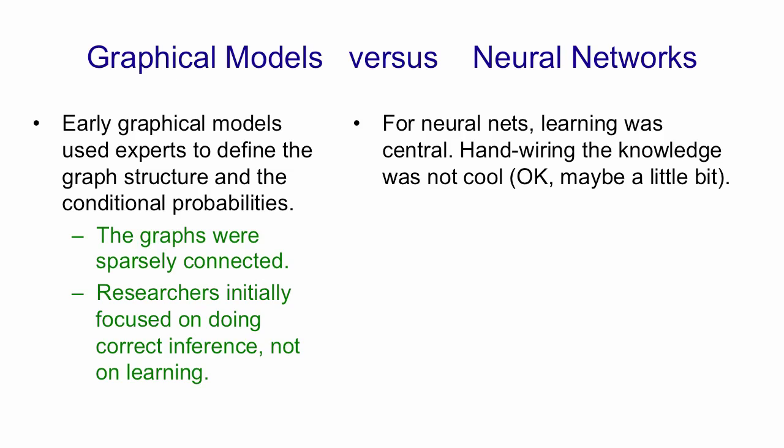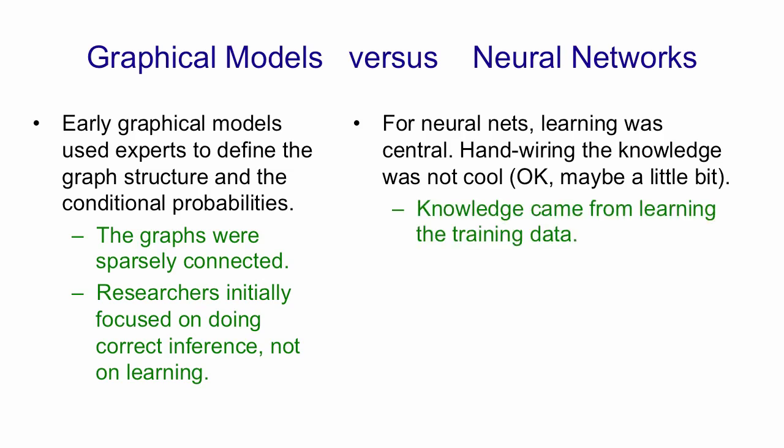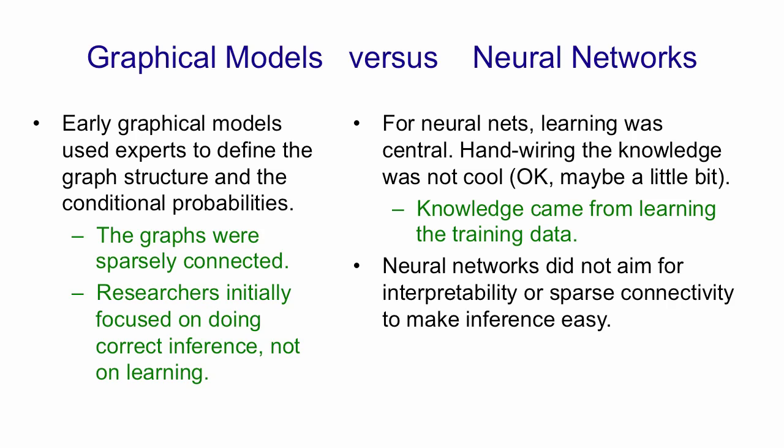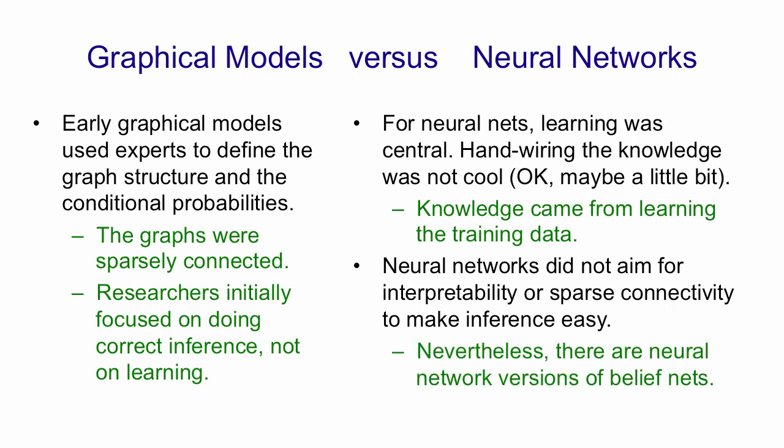By contrast, for neural nets, learning was always the central issue, and hand-wiring the knowledge was regarded as not cool. Although, of course, wiring in some basic properties, as in convolutional nets, was a very sensible thing to do. But basically, the knowledge in the net came from learning the training data, not from experts. Neural networks didn't aim to have interpretability or sparse connectivity to make the inference easy. Nevertheless, there are neural network versions of belief nets.